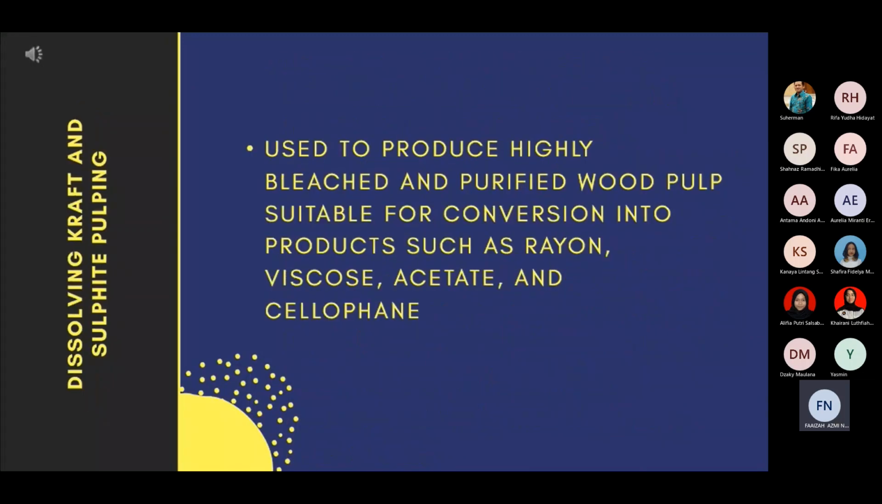And then there's the dissolving kraft and sulfite pulping, which is used to produce highly bleached and purified wood pulp, and it is suitable for conversion into products such as rayon, viscose, acetate, and cellophane.